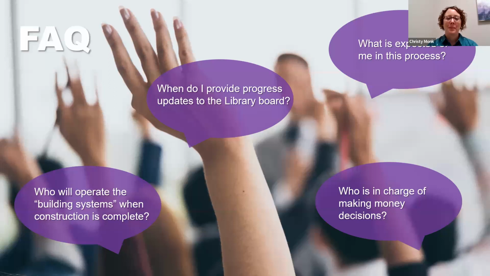So Christy, who's in charge of making money decisions during construction? Oh, that's a great question, Greg. And that's probably why it's a frequently asked one. But money decisions. So we mentioned a core committee during design. It can be that same committee, or you can assemble a construction committee. So money decisions during design would go back to that core committee, and then if needed, go to the library board for input if you are potentially over budget, or if you're trying to decide between two potential scenarios.